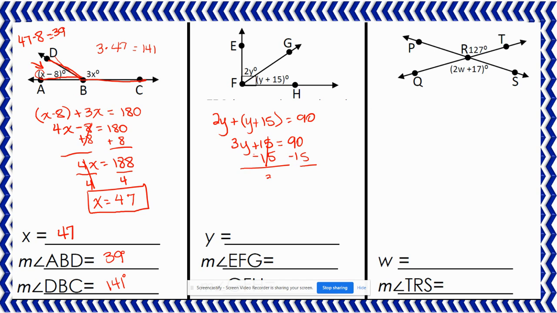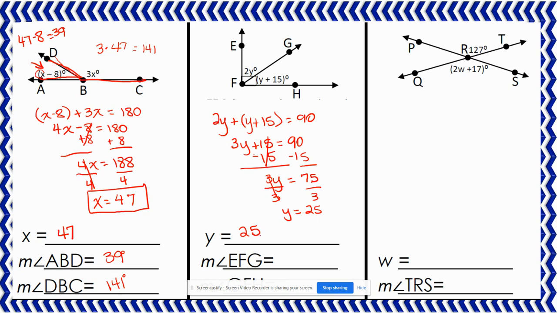These will cancel and leave me with 3y equals 90 minus 15, which is 75. Then I divide by 3 on both sides. These will cancel and leave me with y equals, and 75 divided by 3 is 25. So the value of y is 25.